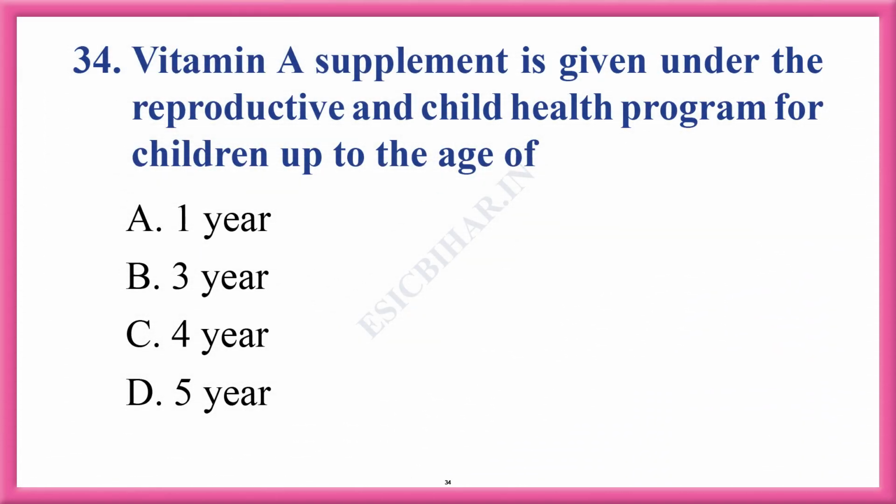Question 34. Vitamin A supplement is given under the Reproductive and Child Health Program for children up to the age of: A. 1 year, B. 3 years, C. 4 years, D. 5 years. And our answer is D. 5 years.